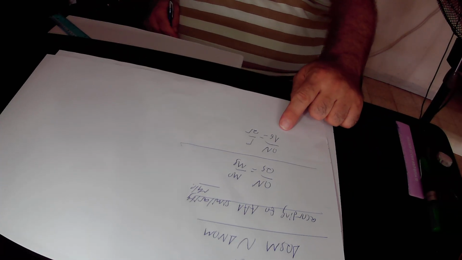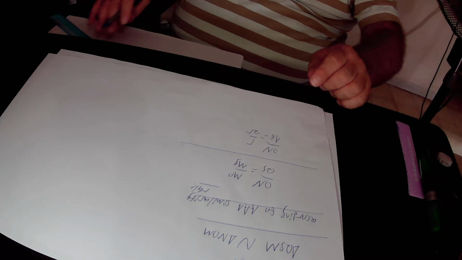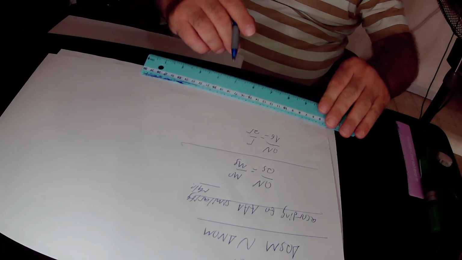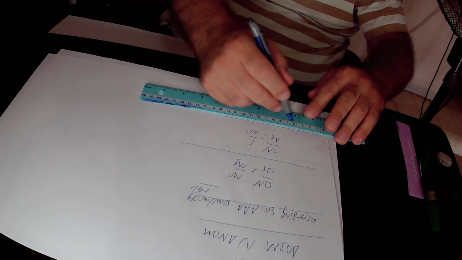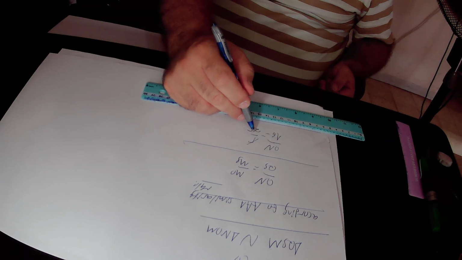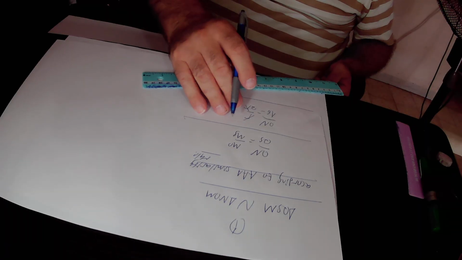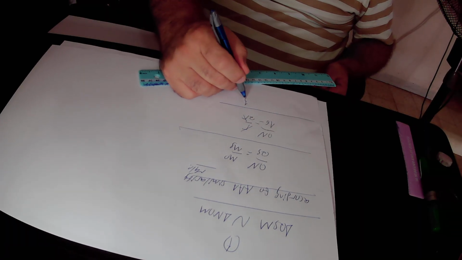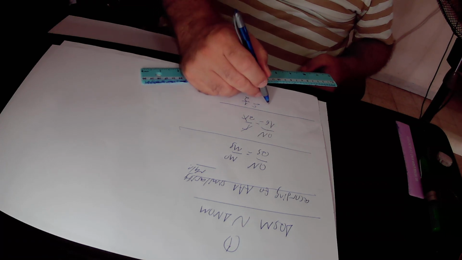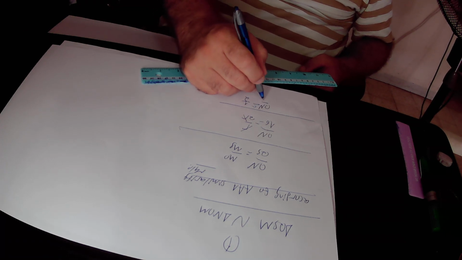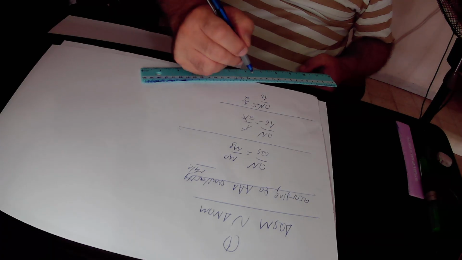ON over 16 equals R over 2R. So in this question, we have R in the numerator and R in the denominator, so R will get cancelled. So on this side of the equation, we are left only with 1/2, equal to ON over 16. So ON over 16 equals 1/2.